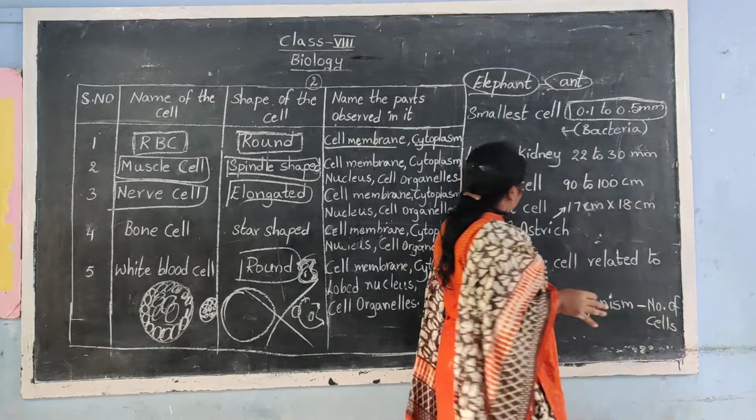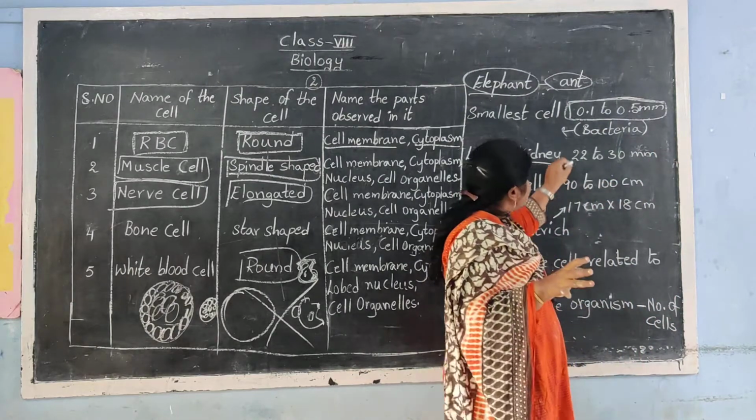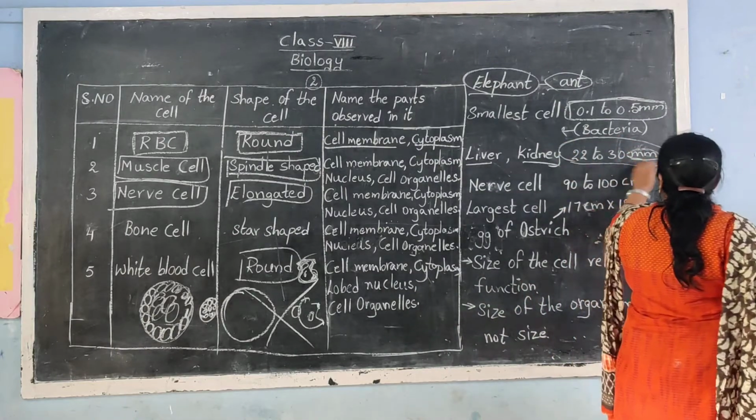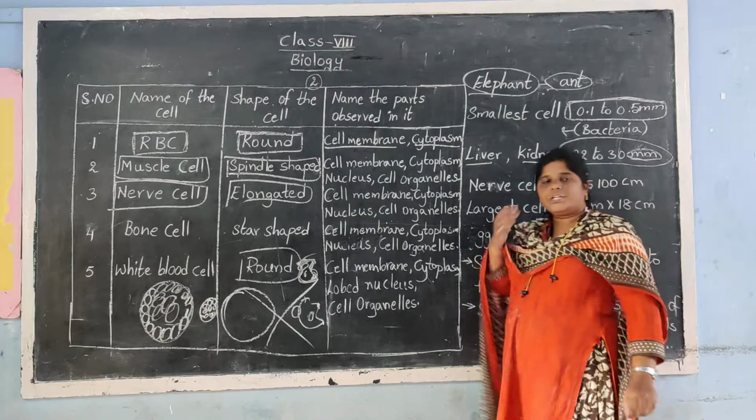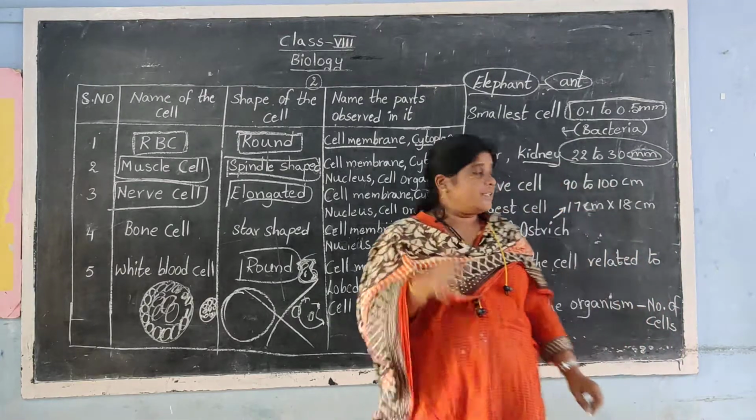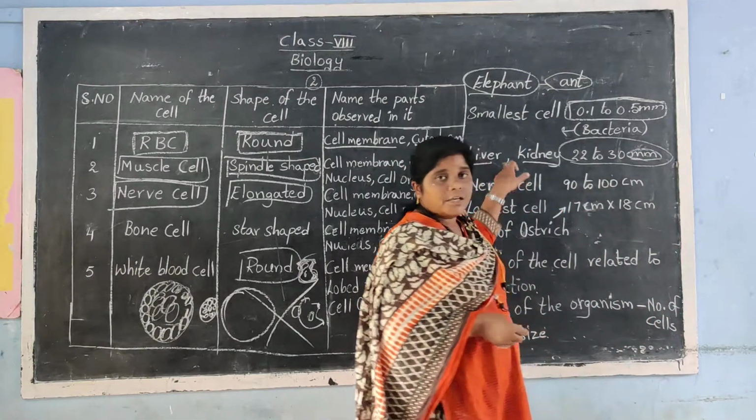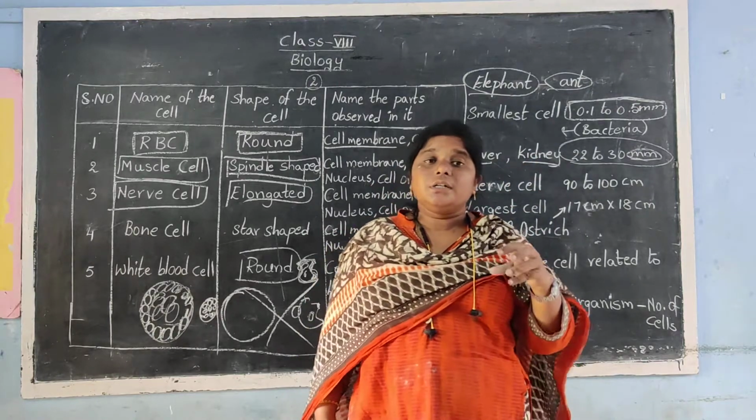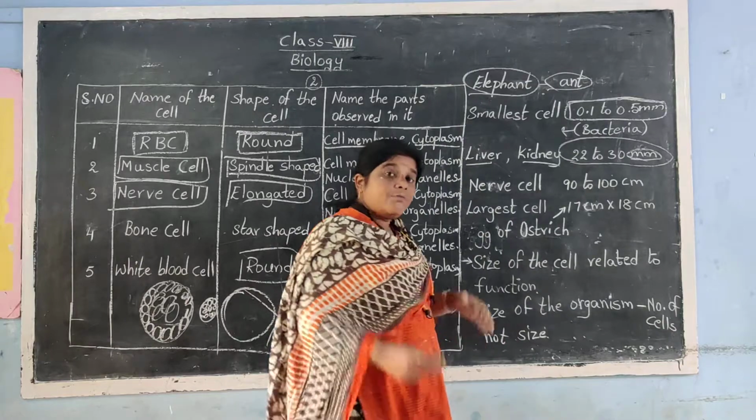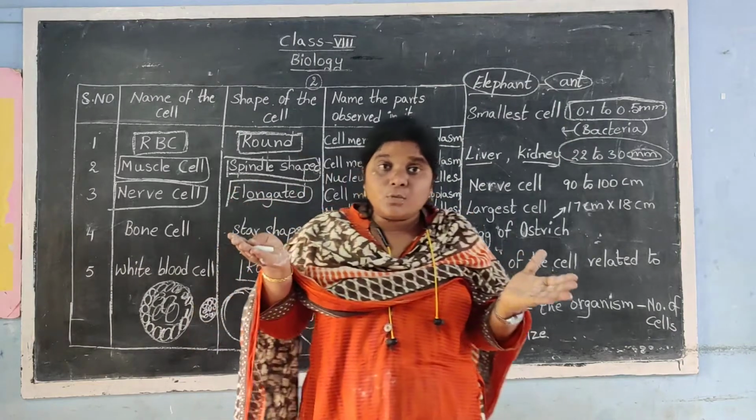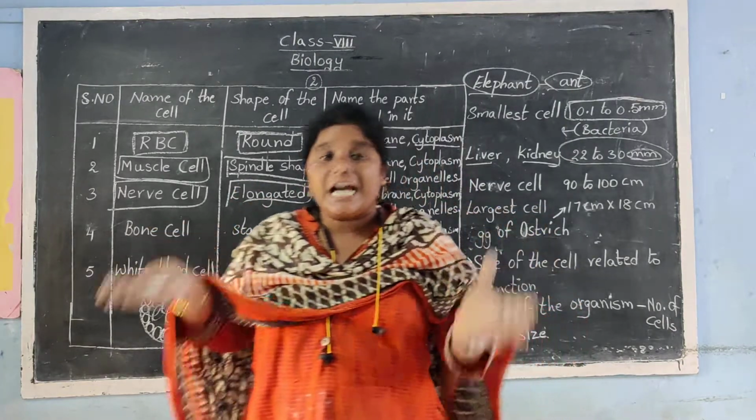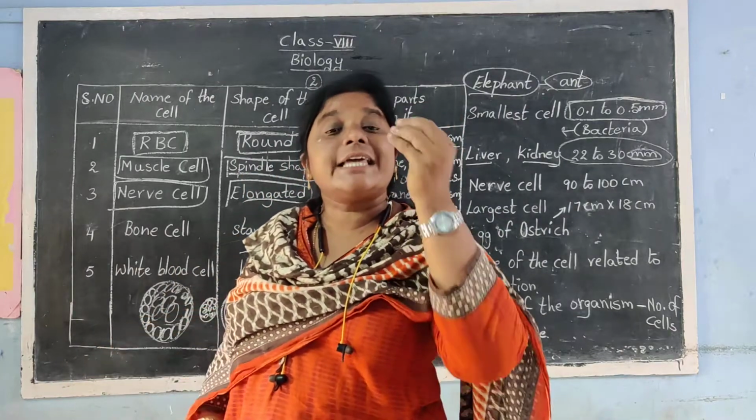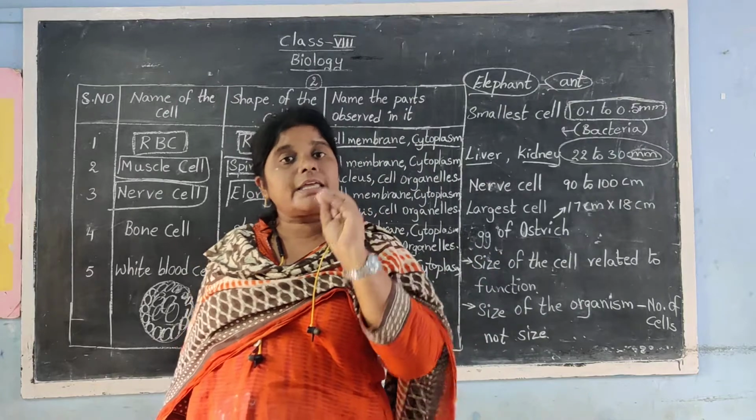Whereas when you take liver, kidney in our body, they are about 20 to 30 micrometers. But there are some cells which can be seen with our naked eye. Few cells are so long that they can be seen with our naked eye.